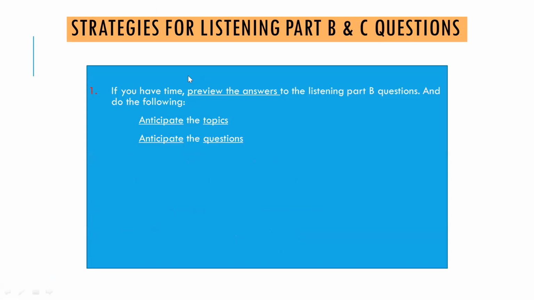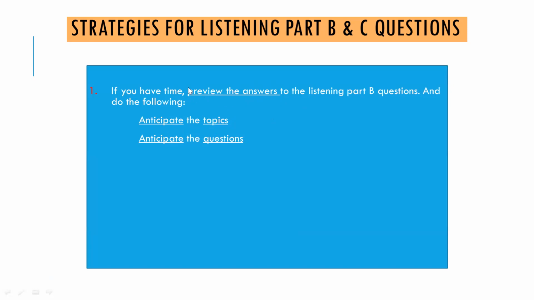Now the key strategy in part B, the first key strategy is, if you have time, review the answers to the listening part B question and do the following. It is very important for you to preview the answers. Remember, there will be 4 questions and there will be 4 sets of answers. So you have to understand by anticipating the topics and anticipating the questions. You can anticipate the topics by studying the keywords in the choices of the answers.